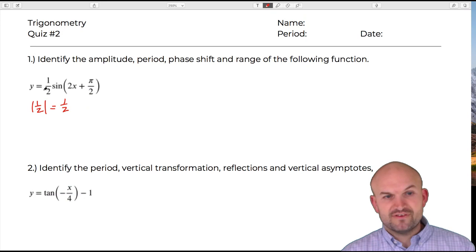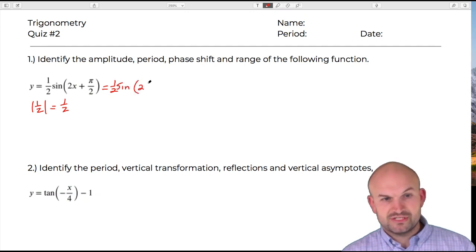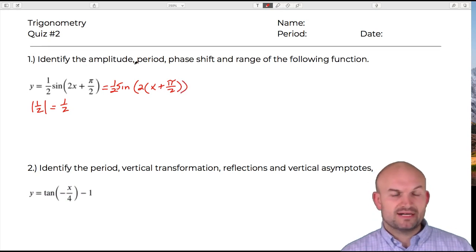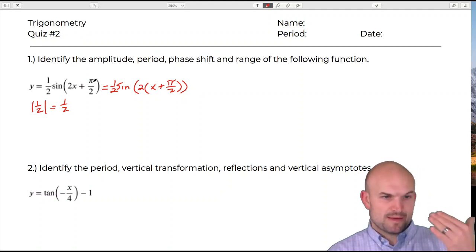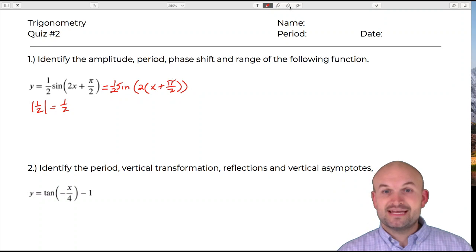Now, before I can figure out my period or the phase shift, the best thing to do would be to rewrite this by factoring out the B. I reminded the students before they took the quiz to factor out the B when you're identifying those transformations. And a lot of them still had trouble doing that. Either they forgot about it or they did not like the fact that there was a fraction. But just remember, dividing by 2 is like multiplying by 1/2. So if you multiply 2x by 1/2, you get x. If you multiply pi halves by 1/2, you get pi fourths.